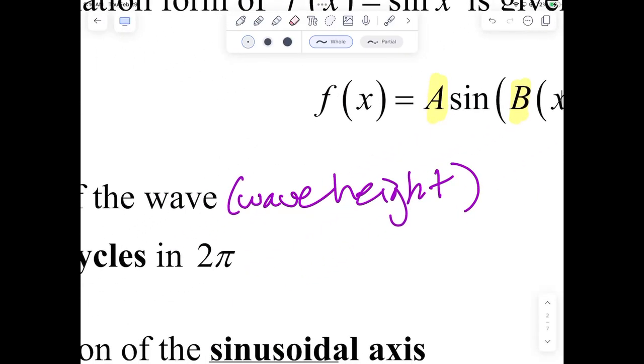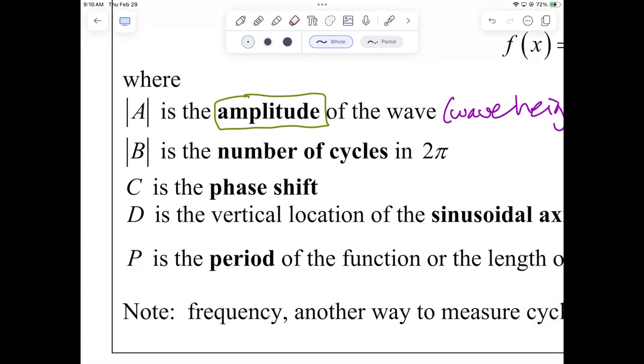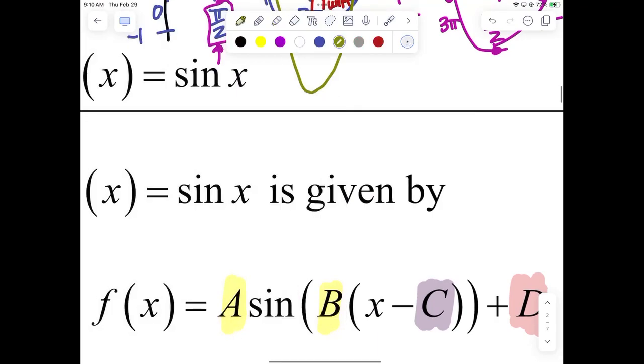Now, what does B give us directly? This is important. The magnitude of B, which is the absolute value of B, don't forget this. It gives you the number of cycles in 2 pi. People forget that. B gives you the number of cycles in 2 pi. So what's the default value of B in the parent function? 1. So how many cycles are we going to see between 0 and 2 pi for the graph of just plain old sine of x? 1, right? That makes sense. It's once around the unit circle.